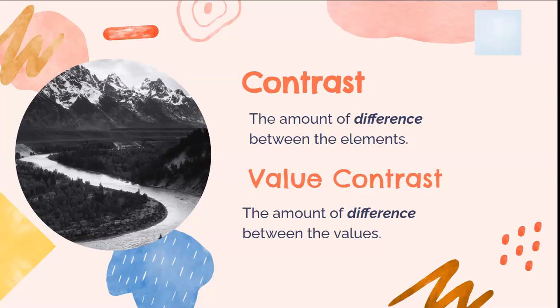The value of a color indicates how dark or light it is. One example of contrast is your value contrast. For value contrast, this is the amount of difference between the values. If you were to view a painting on a black and white screen, all light gray and white colors have a high value and the dark gray and black colors have a low value. With that, by placing colors with a high and low value next to each other, you create contrast as shown in the picture here.